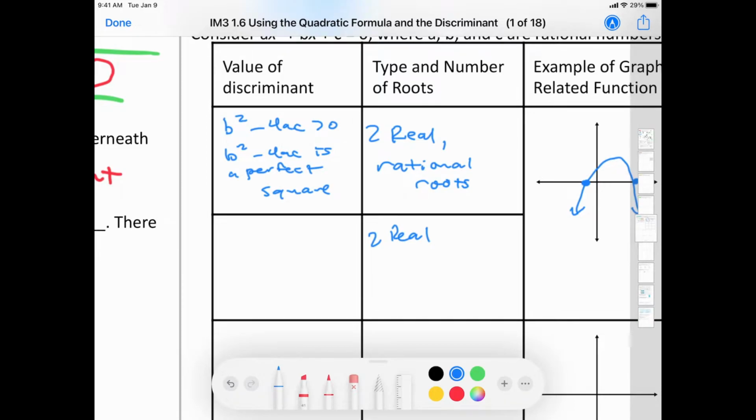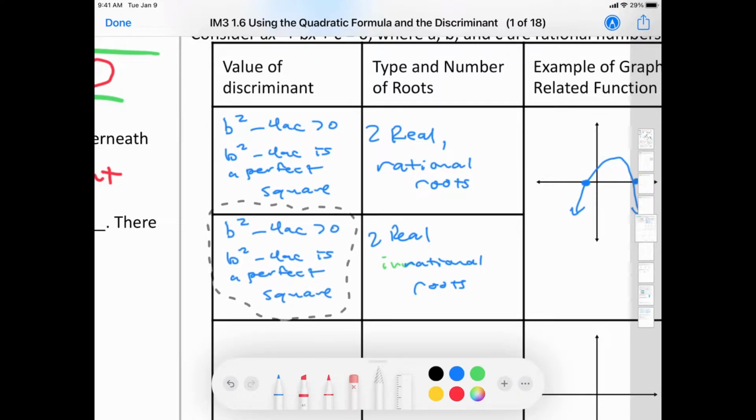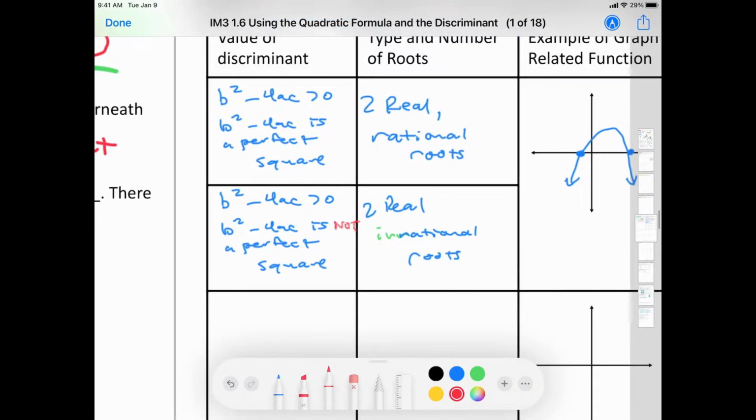Okay, you'll get irrational roots when you have the same scenario. b squared minus 4ac is greater than 0 and b squared minus 4ac is not a perfect square. Okay, so I'm just going to point this out. So right now we have them to be greater than 0.